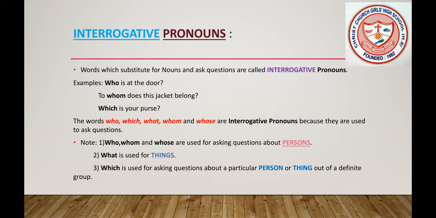Note, first point, who, whom and whose are used for asking questions about persons. So whenever you are asking questions about persons, that is a singular person or plural persons, we use who, whom and whose. Second point, what is used for things. So whenever we are asking questions about something, then we use what. And the third point is which is used for asking questions about a particular person or thing out of a definite group. So when we are asking a question about a particular person or a particular thing out of a definite group, then we use which. Okay, so please do remember these points.